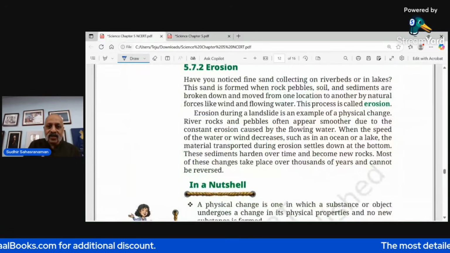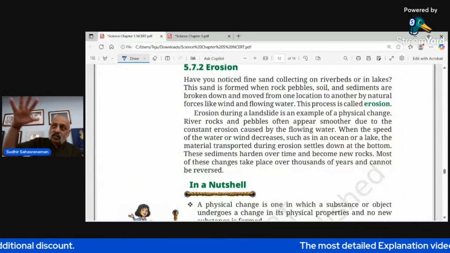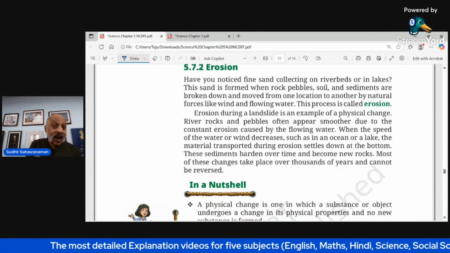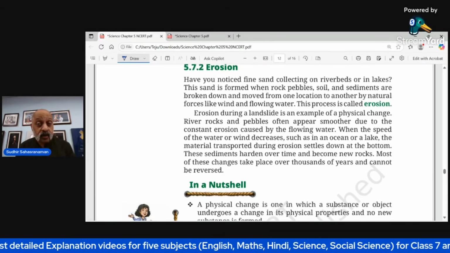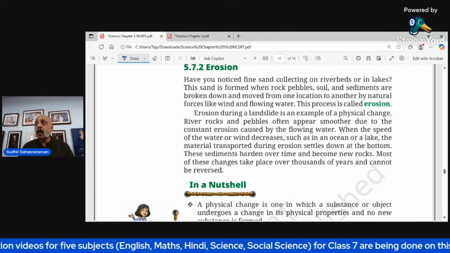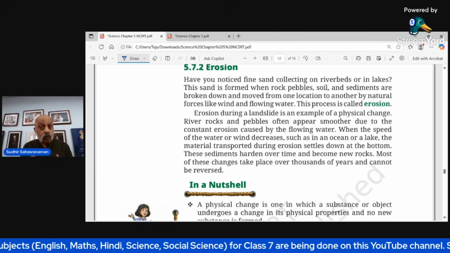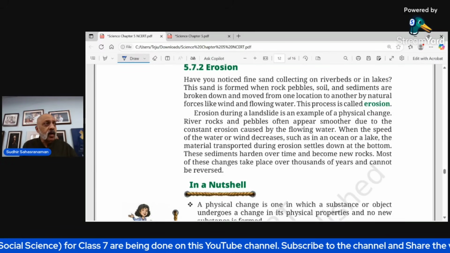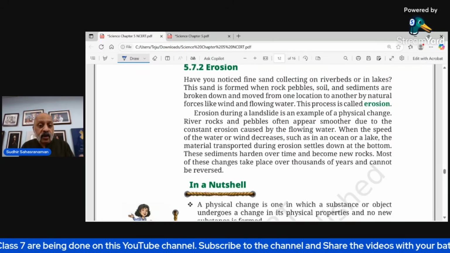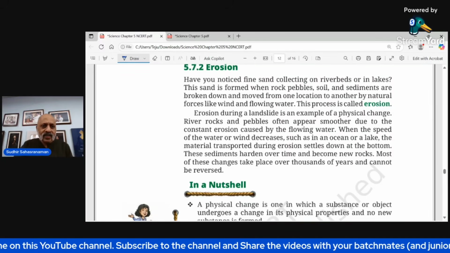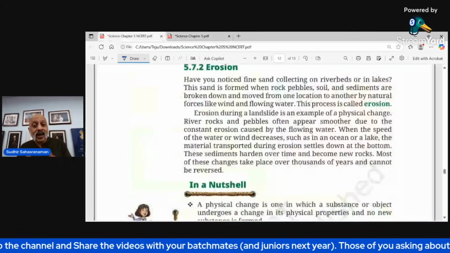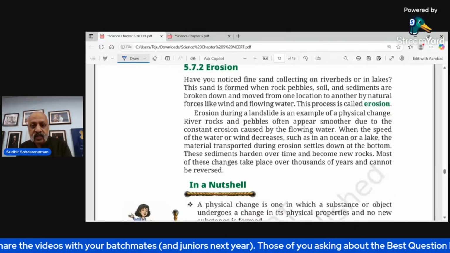So all this sand and soil comes down onto the river level, at the ground level. Erosion takes place during a landslide, which happened, for example, in Uttarakhand in 2013. I remember going to Yamunotri at that time, and large areas had just fallen off. Then it becomes very difficult. Erosion during a landslide is an example of a physical change.